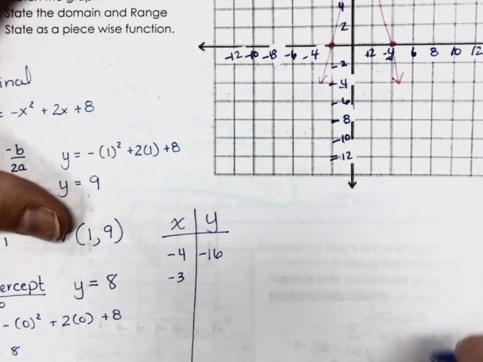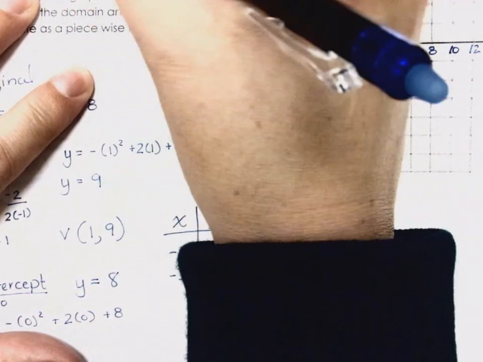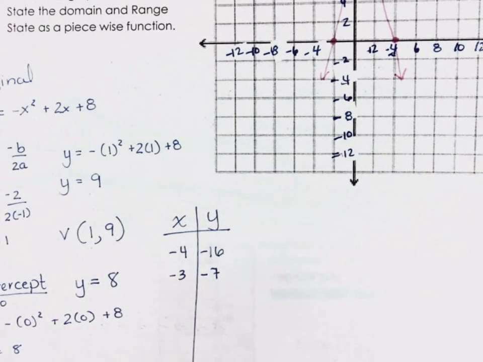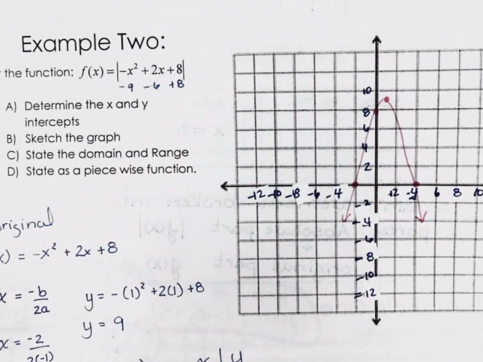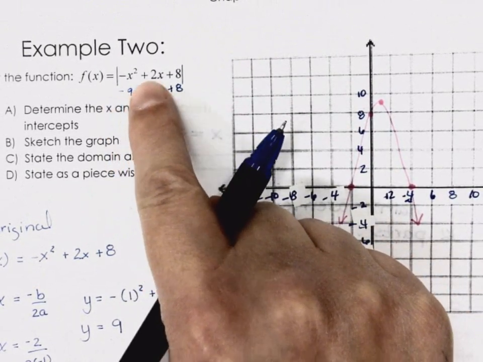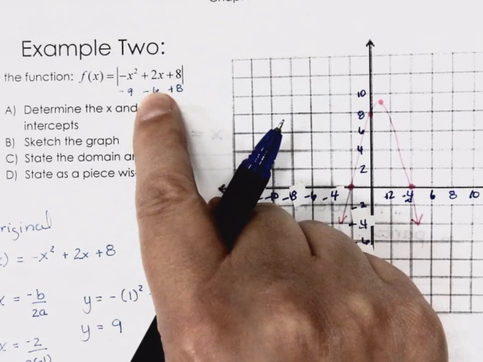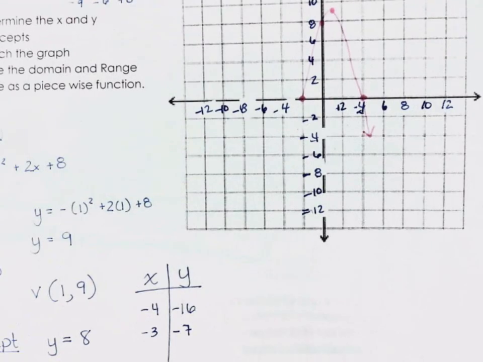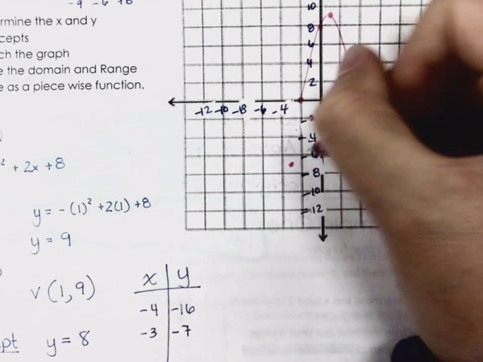What would negative 3 be? Negative 7? This is what I'm doing here. Negative 3 squared times a negative 1 is negative 9. Positive 2 times a negative 3 is negative 6. And then I just went 8 plus negative 9 is negative 1. Negative 1, negative 6 is negative 7. So if I look at 3, which is halfway, that's going to be at negative 7.